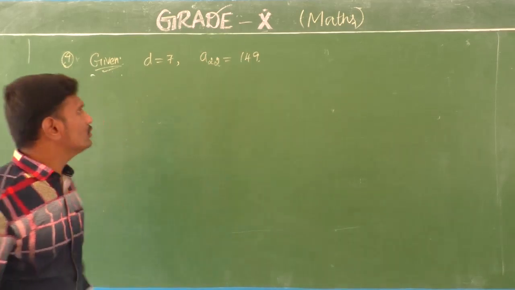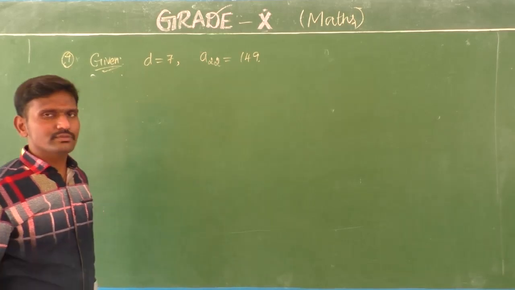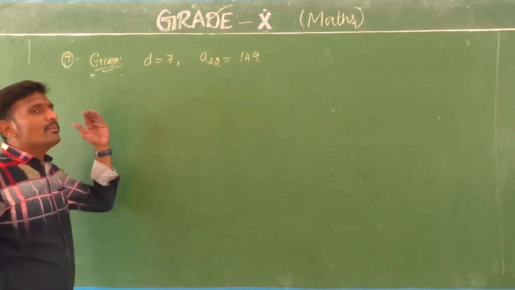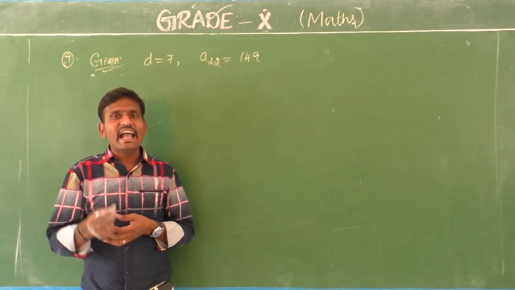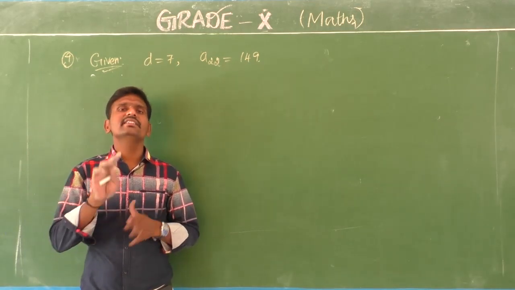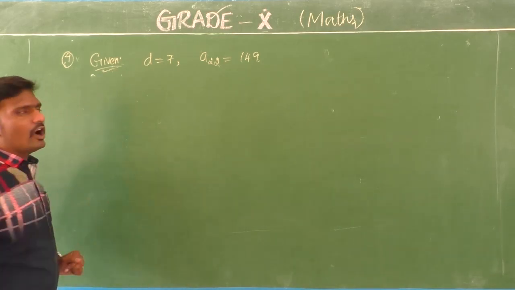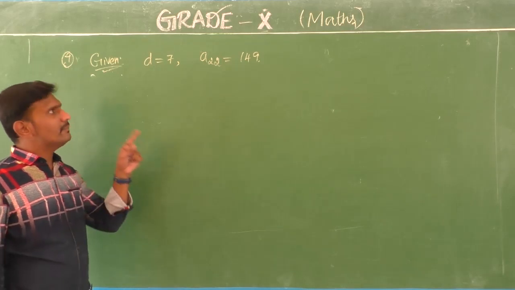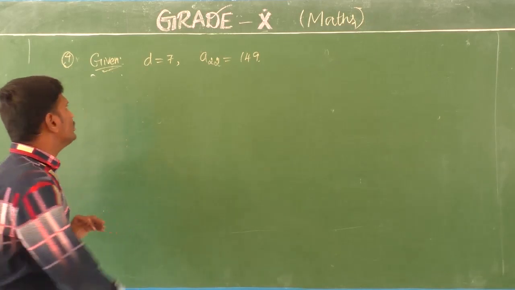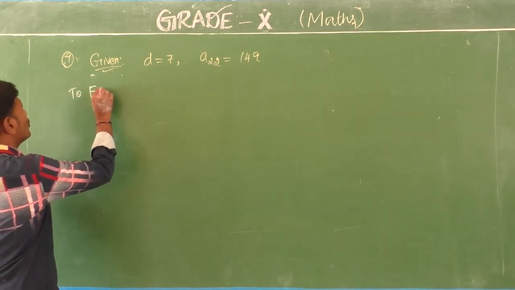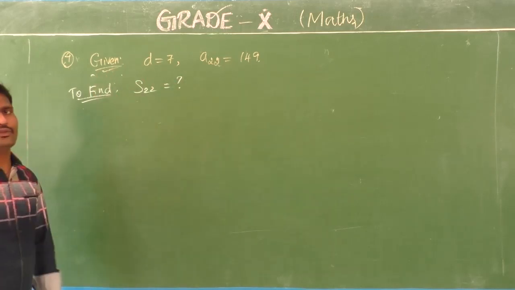Now what we are going to find? The sum of how many terms? 22 terms. Okay. So students, from the given only we need to check what formulas we are going to use and which one we are going to find, and then the final answer we can judge. Here the common difference is given and the 22nd term is given. So to find S22, S22 we are going to find.